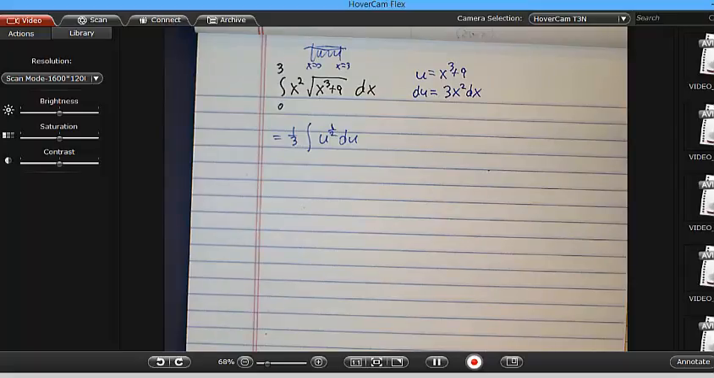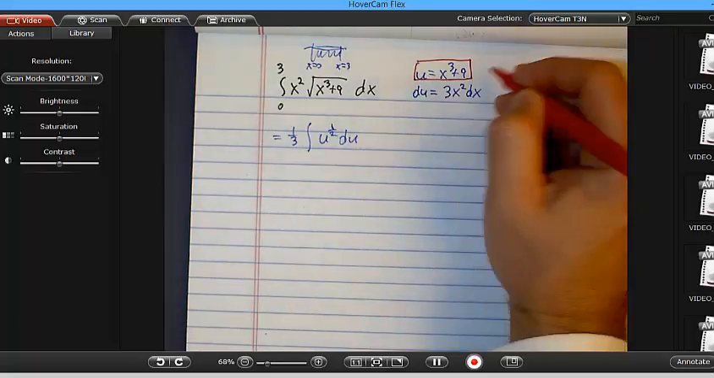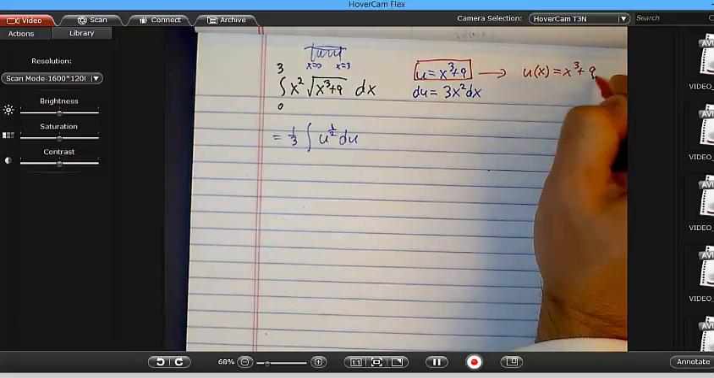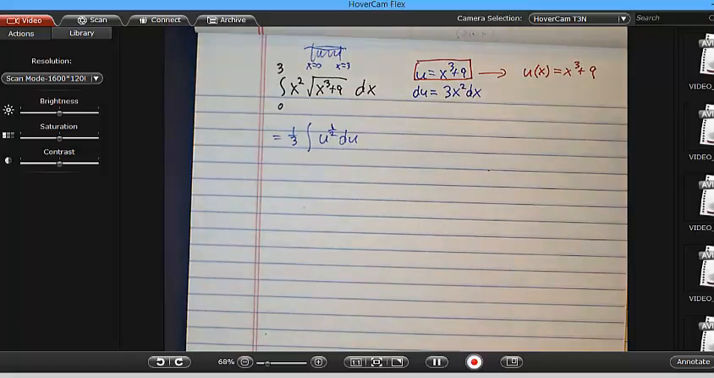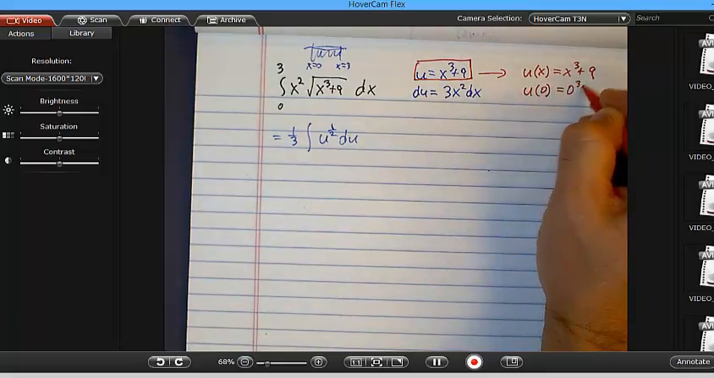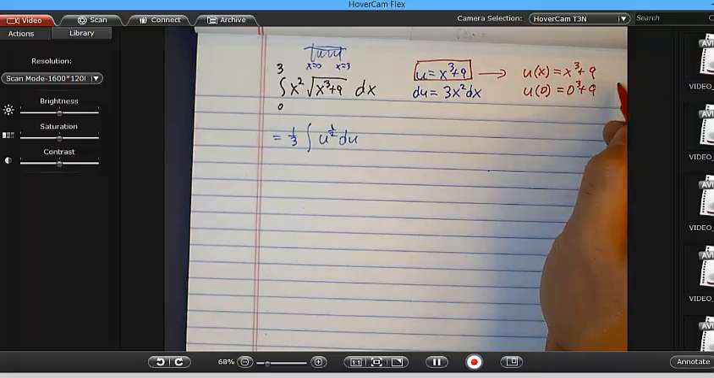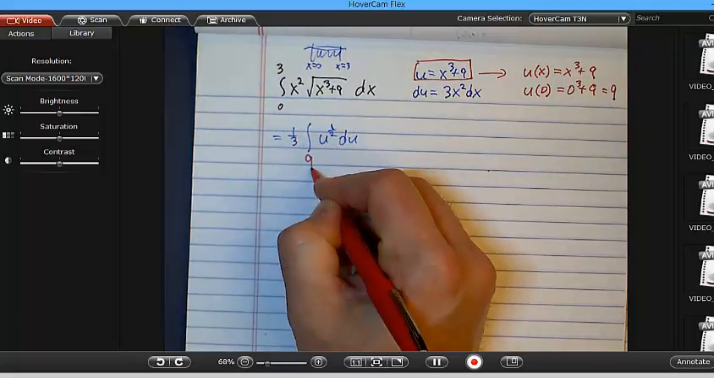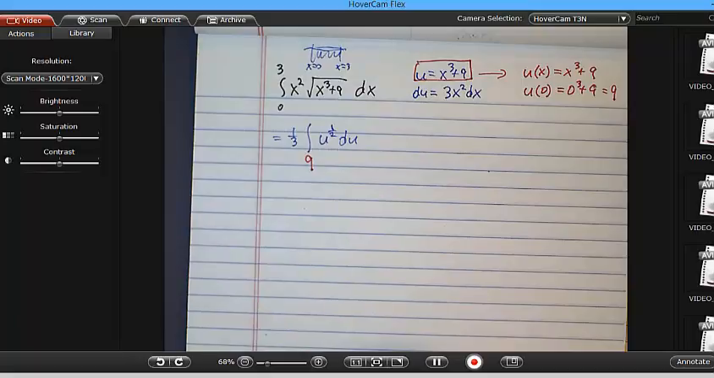So there's a couple ways to handle this. One way to handle this is to remember that you just wrote u is a function of x. u of x equals x cubed plus 9. So, for example, when x is 0, I can work out that u equals what? 9. And so where it used to say 0 here, I can put a 9. Is this okay? What about where it used to say 3?